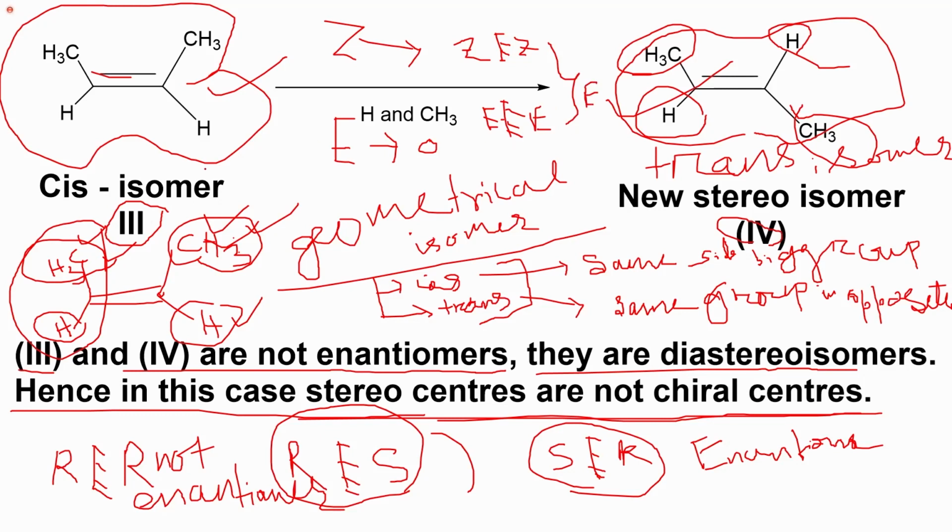But suppose you have a Z and you are generating another E center. Then it is not the enantiomer. This is called the diastereomer. Then the diastereomers come to the picture.